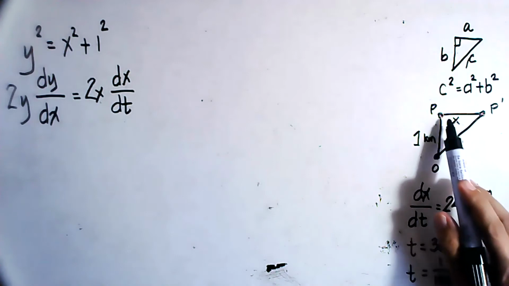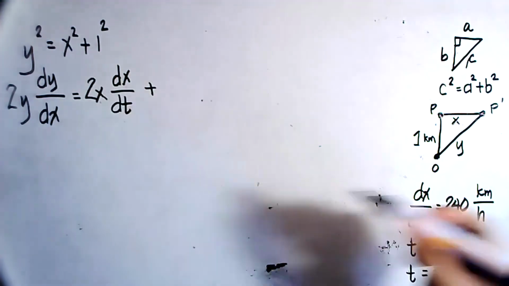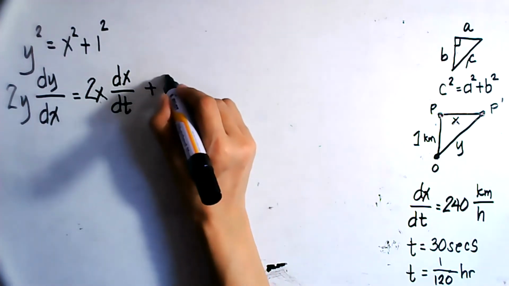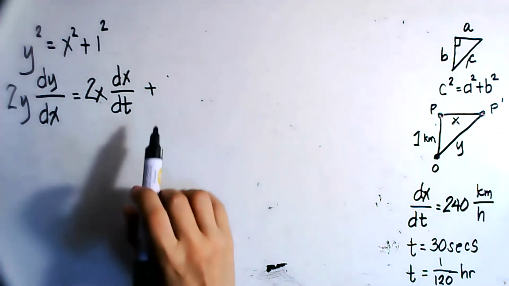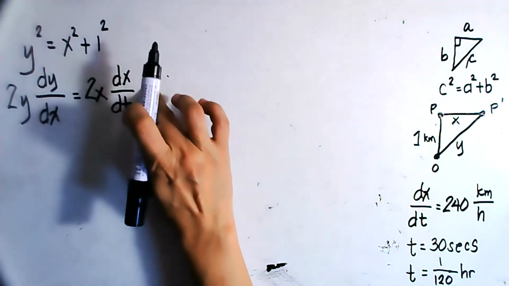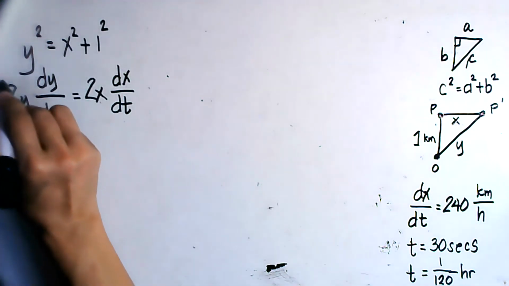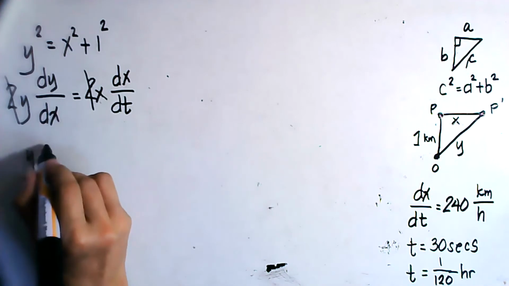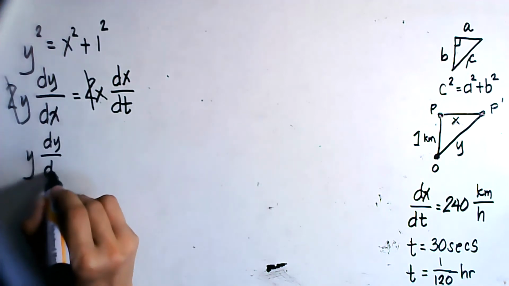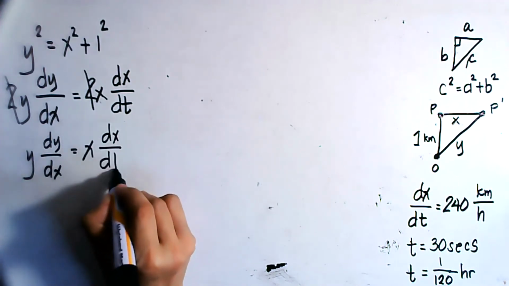So the change in x relative to time, plus of course you have 1 kilometer squared, and the derivative of a constant is equal to 0. That is why 1 squared will be equal to 0. So we can now rewrite this as this equation. If you can see, we can cancel 2 here. So y dy/dx is equal to x dx/dt.